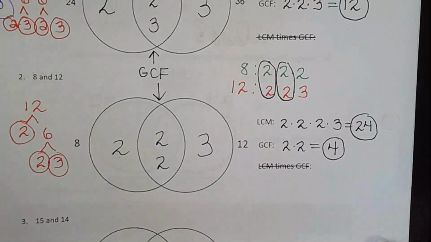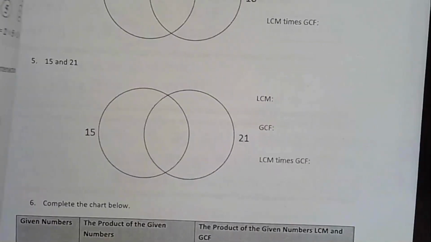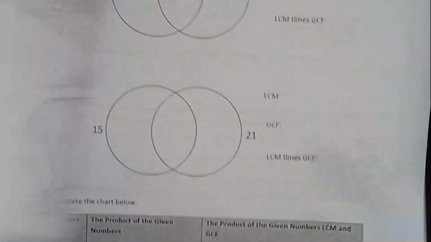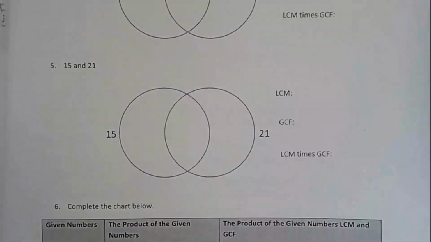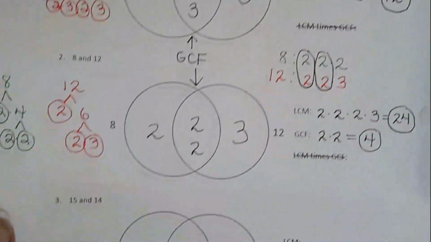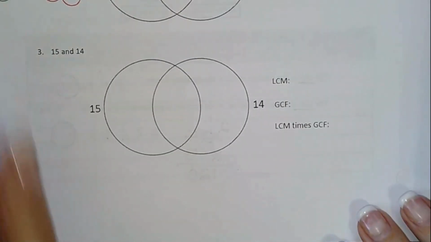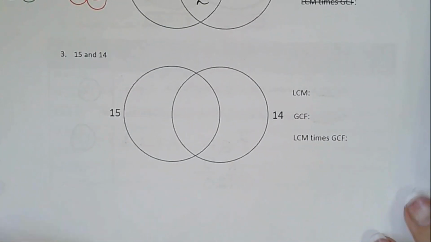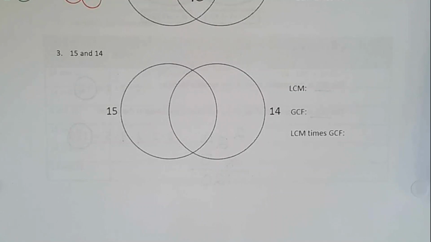Okay, let's do one more and then you guys can try the next two on the next page. That's all we're going to do in this packet, just those two. And then we're going to stop. Okay, 15, nice, easy factors.